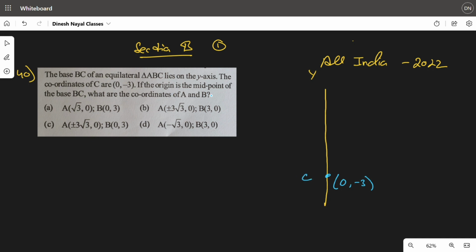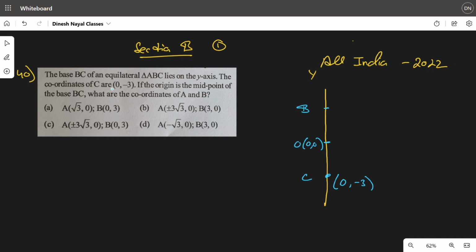If the origin is the midpoint of base BC, let this be the origin O, which is 0, 0. This is the midpoint of BC, so obviously B will be this point. If the origin is the midpoint of the base BC, what are the coordinates of A and B?